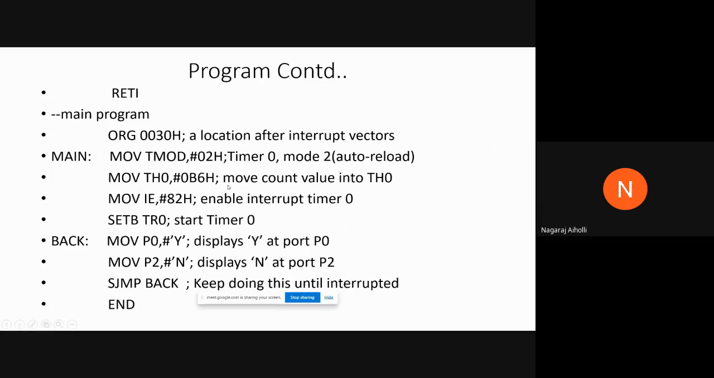We have already gone through these steps as to how to store the starting value in the register, right? We already took up many programs on how to store the starting value into the TH0 register. Fine.